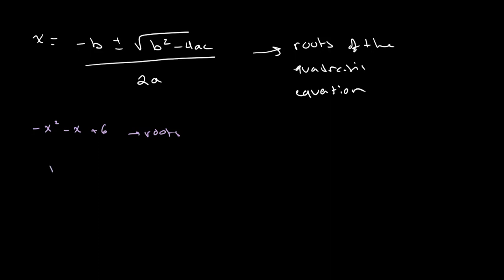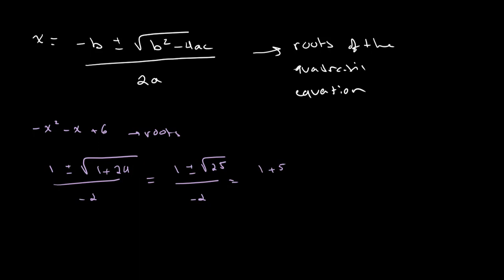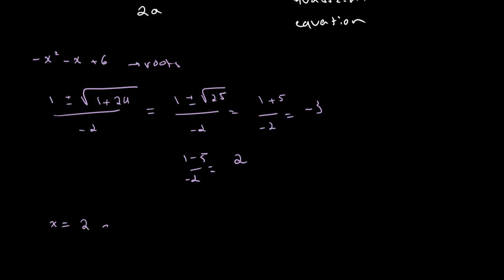Minus b is equal to 1, plus minus the square root of b squared minus 4ac, which is 1 minus 4 times negative 1 times 6, which is plus 24, divided by 2 times negative 1, which is negative 2. And this gives us the values of 1 plus minus the square root of 25 over negative 2, which is equal to 1 plus 5 over negative 2, which is equal to negative 3, or 1 minus 5 over negative 2, which is equal to negative 4 over negative 2, which is 2. So our roots are at x is equal to 2, and x is equal to negative 3. So once again, the roots are simply the places where our equation or our graph would cross the x-axis.